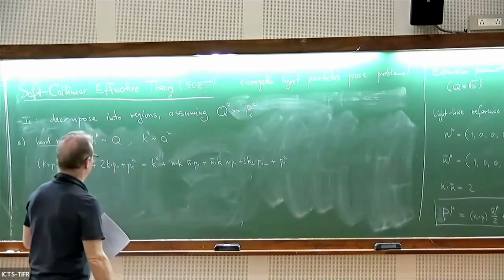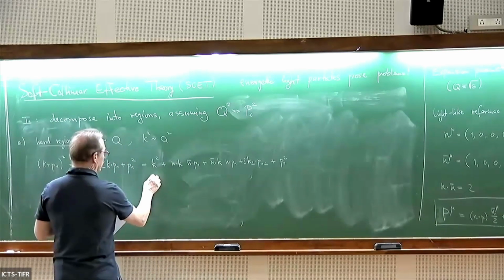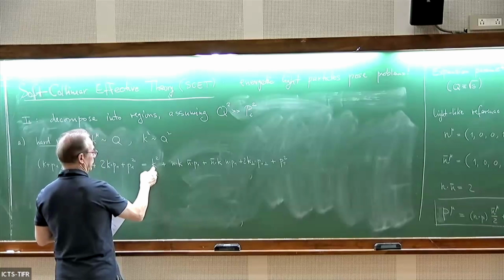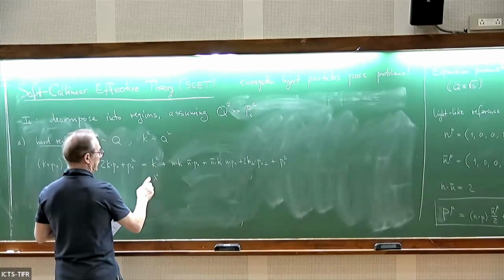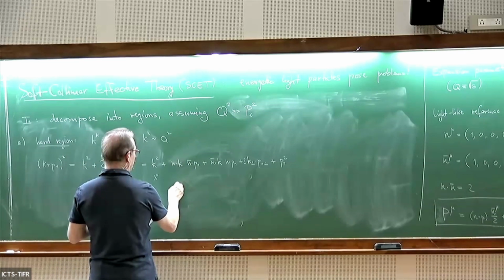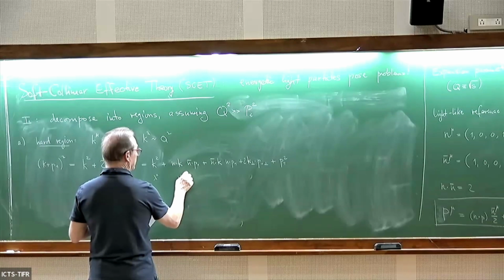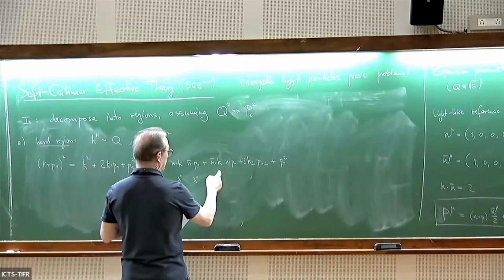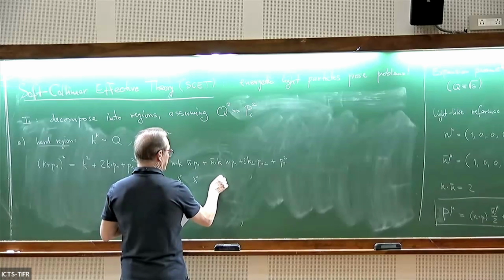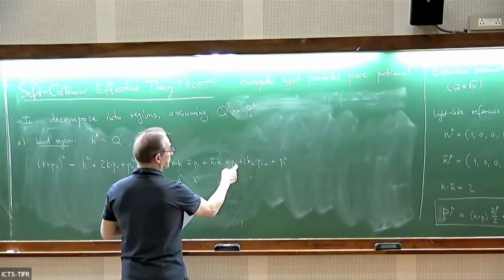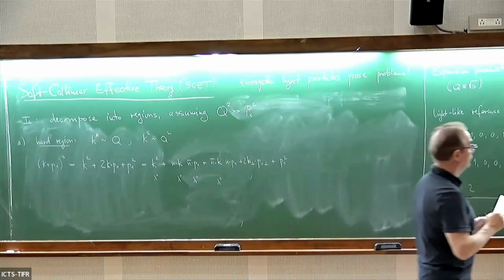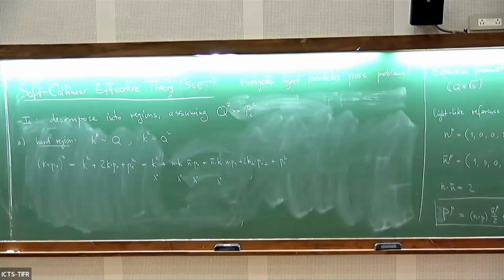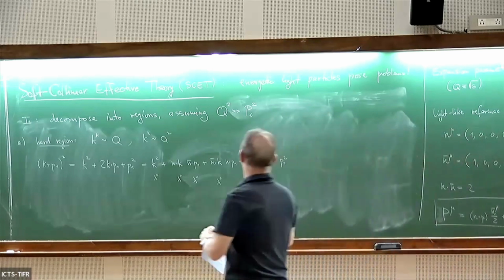And now we count factors of lambda. So this is lambda to the 0 because it's hard. Nothing suppressed here. n dot k is lambda to the 0. And n bar dot p1 for a collinear momentum is also lambda to the 0. Okay? n bar dot k is a hard momentum, lambda to the 0. n dot p1 is the small component. n dot p1 is order lambda squared. So this is order lambda squared.